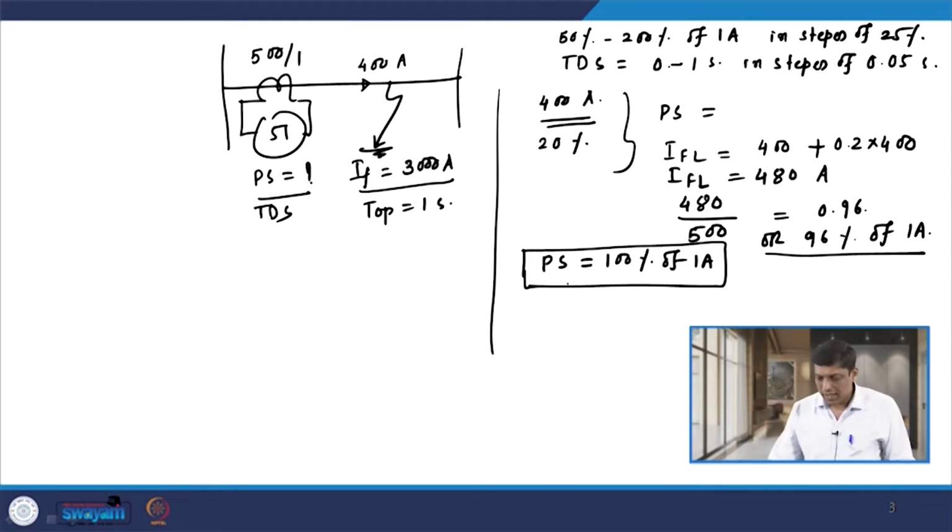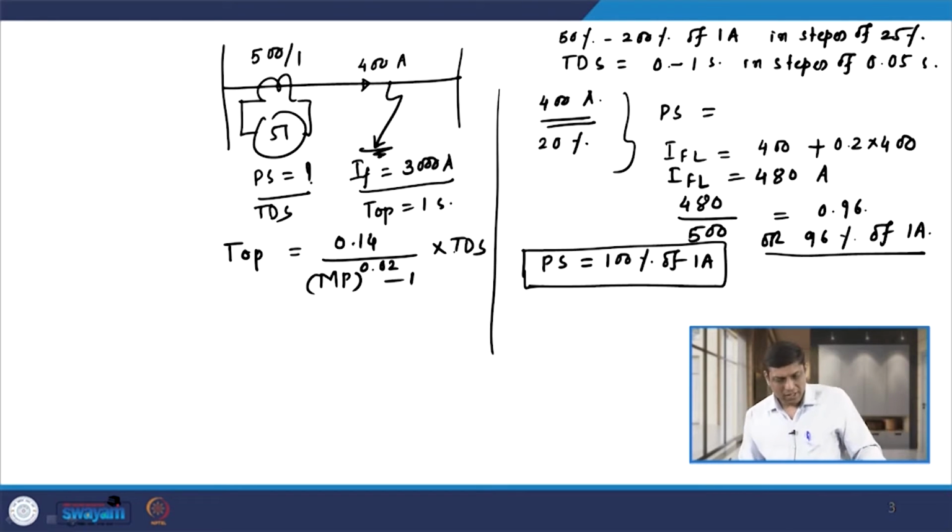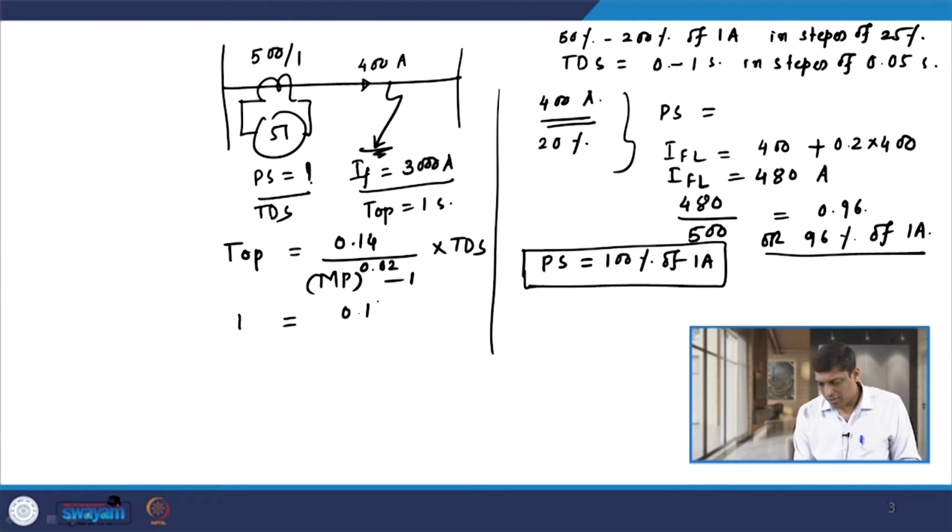Now, with this background, let us find out the TDS of this relay. The time of operation of the relay is given by 0.14 divided by the multiple of pickup current raised to 0.02 minus 1, into TDS. Now, for 3000 ampere fault current, the time of operation of the relay is given as 1 second. So, that is 1, and we need to find out the value of TDS.